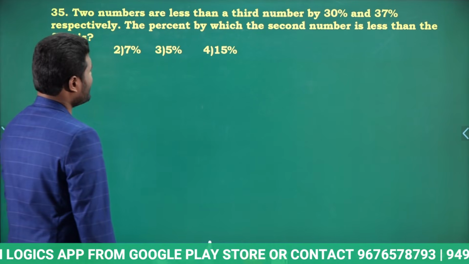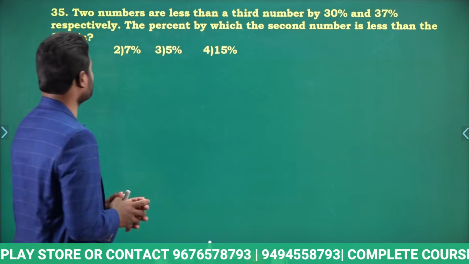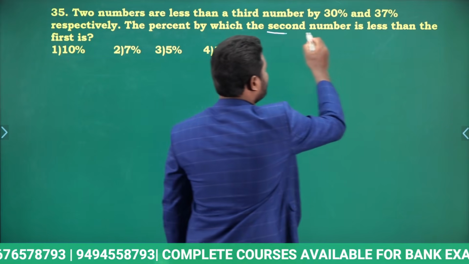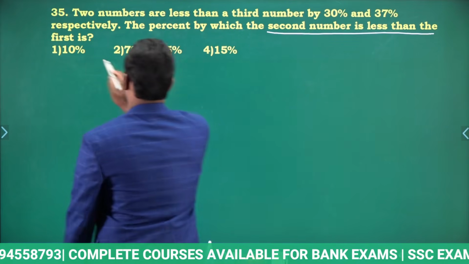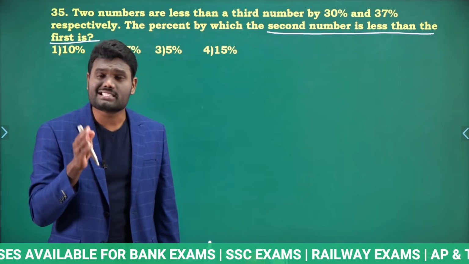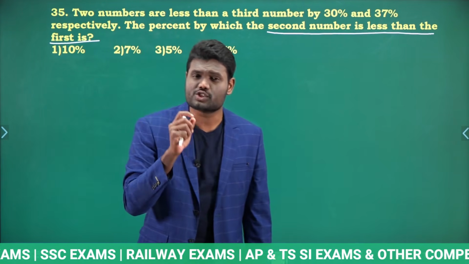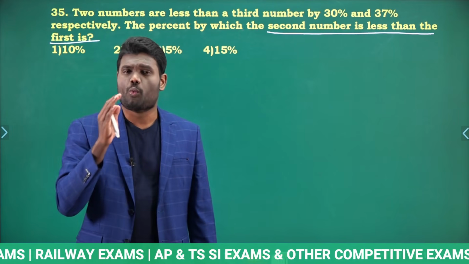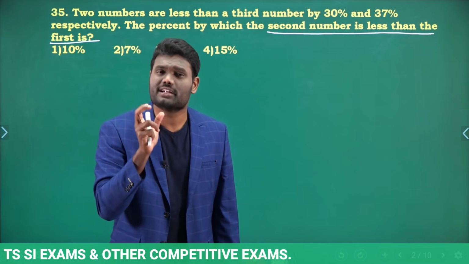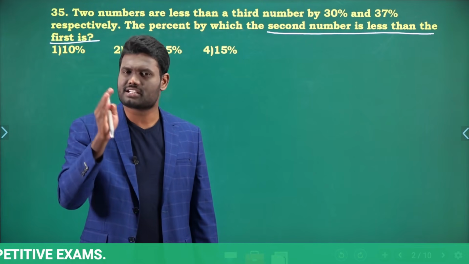Two numbers are less than a third number by 30% and 37% respectively. The percent by which the second number is less than the first is? Now look here, this question is similar to "x is what percent more or less than y". Whenever you come across "x is what percent more or less than y", what you have to do is simply take the difference divided by whatever comes after "than", into 100. This is what we have discussed earlier.